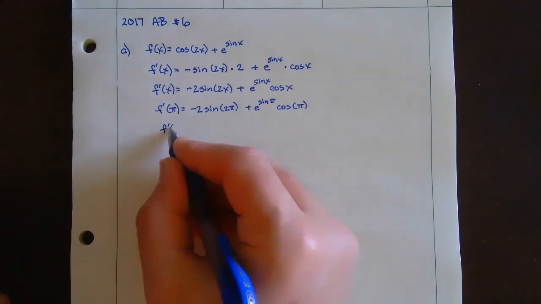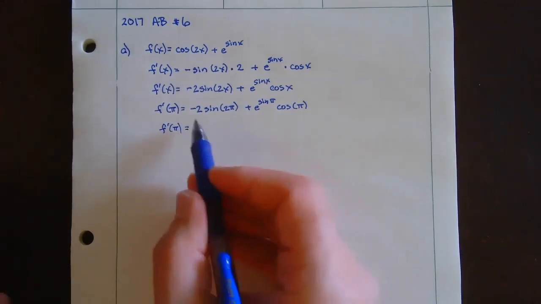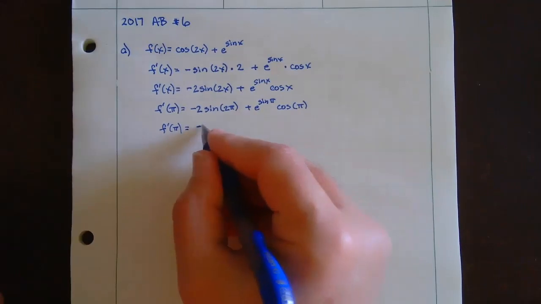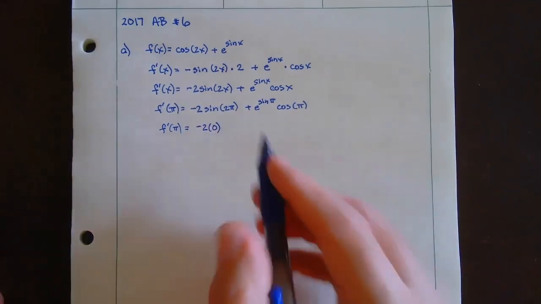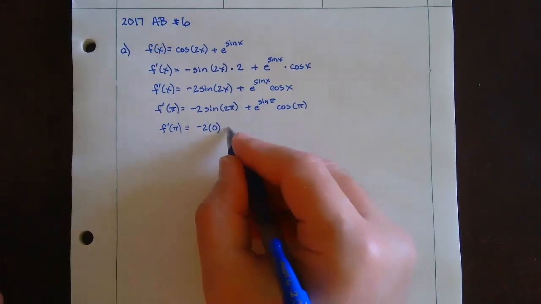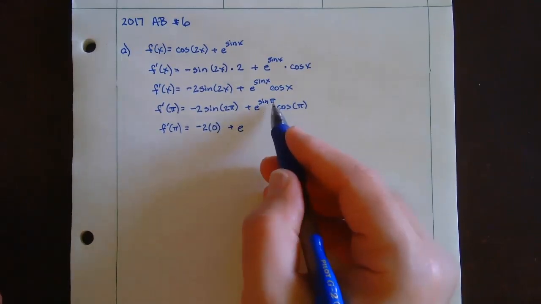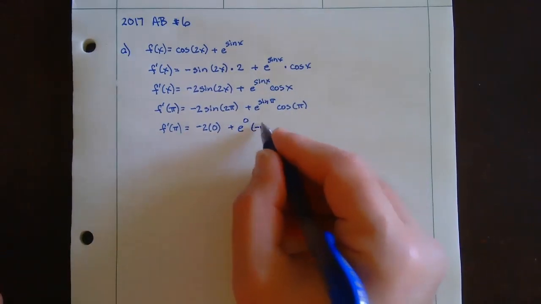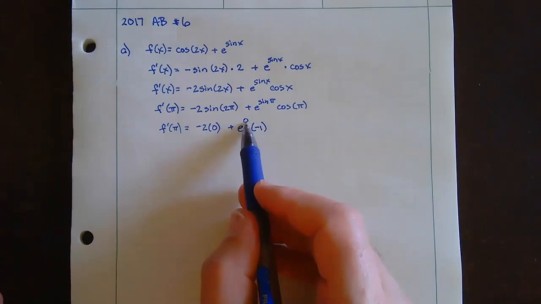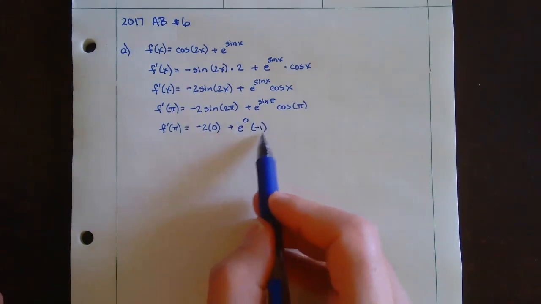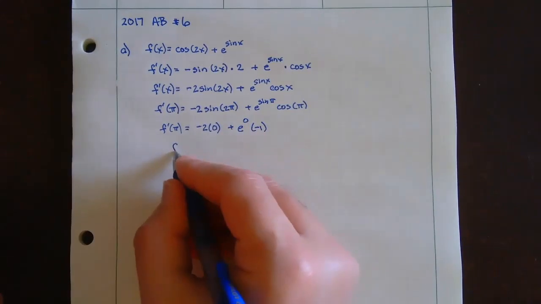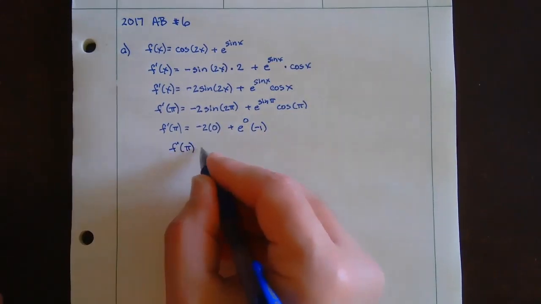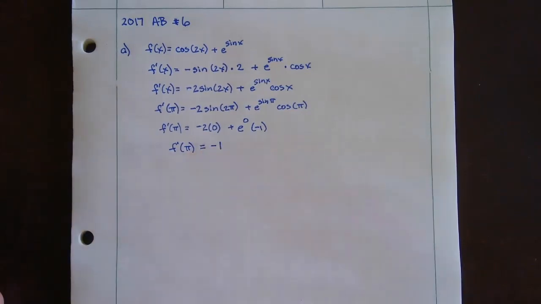So this is all going to get dropped out, okay? So f prime of pi would be equal to negative 2 times 0, and then plus e to the sine pi, and sine of pi would be 0, and then cosine of pi would be negative 1, okay? So e to the 0 is 1 times negative 1. This is negative 1 and this is 0. So f prime at pi is simply equal to negative 1, okay? And that's f prime of pi. So now we need to go to part B.